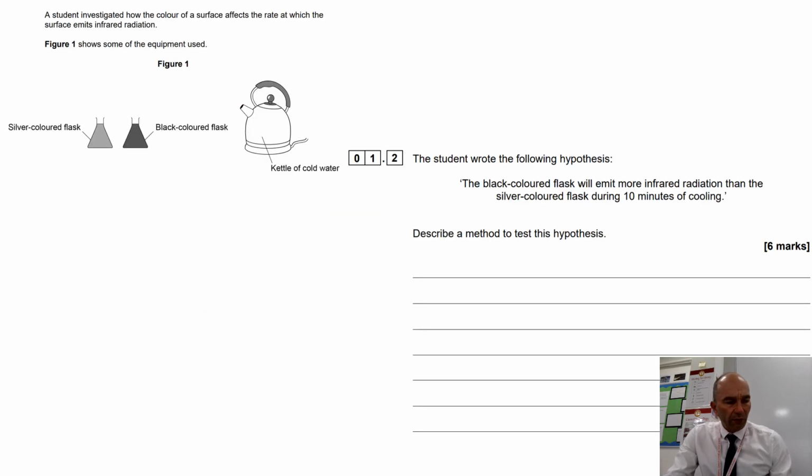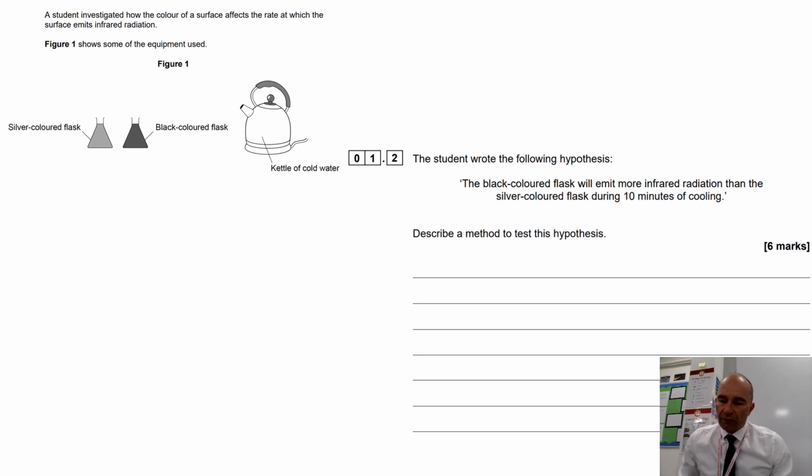Now, question 1.2, straight into a 6-mark question already, but it's quite a nice one to look at. So we've got a student investigating how the colour of a surface affects the rate at which the surface emits infrared radiation. We've got some equipment that could be used: our kettle with water in it, our silver flask, and the black coloured flask. Now, if you're aiming for 5 to 6 marks, you need to come up with a method which would give valid results, and you need to sequence it properly.